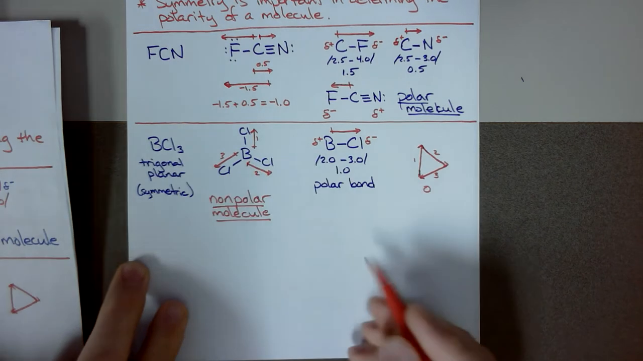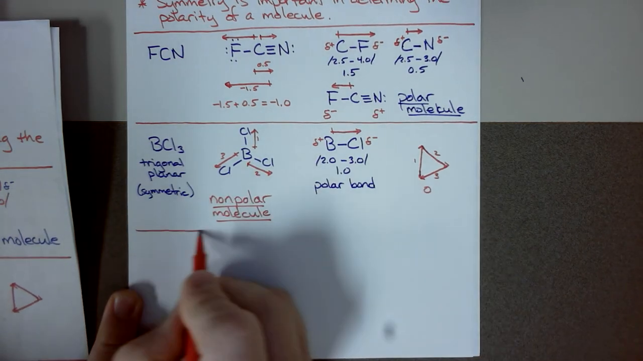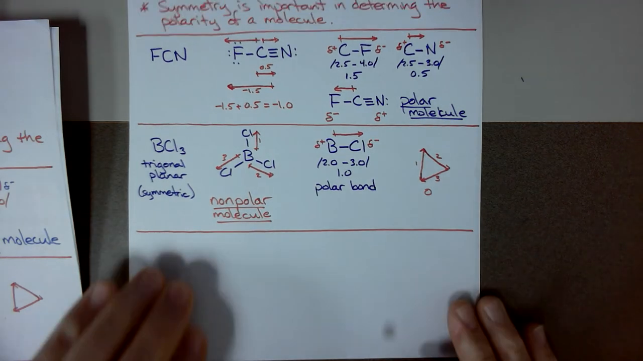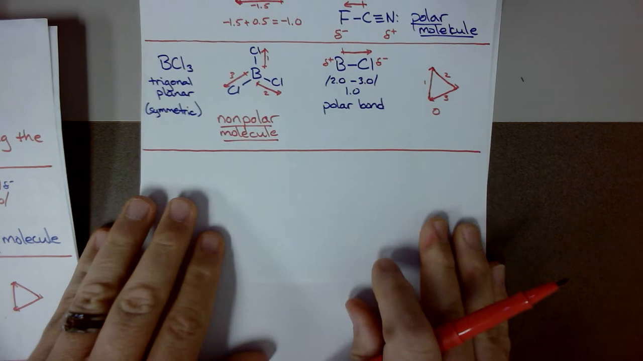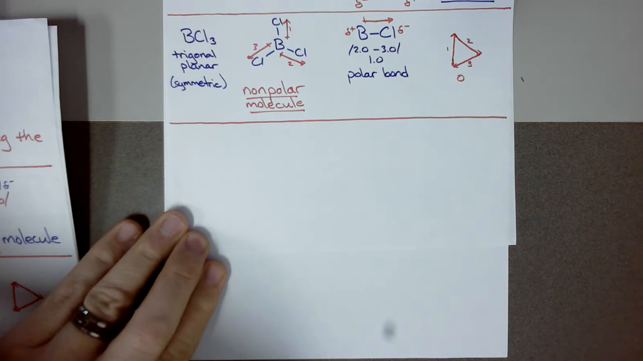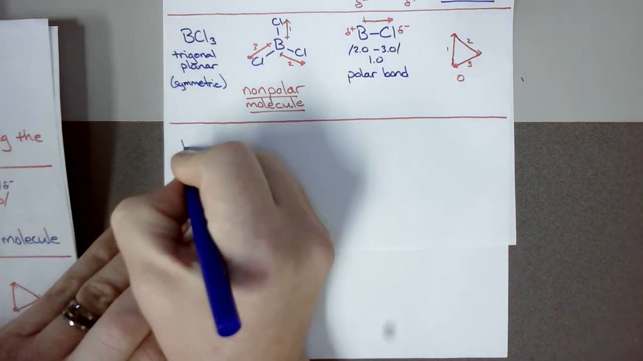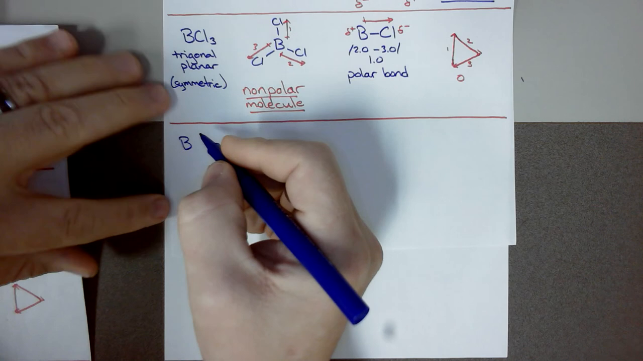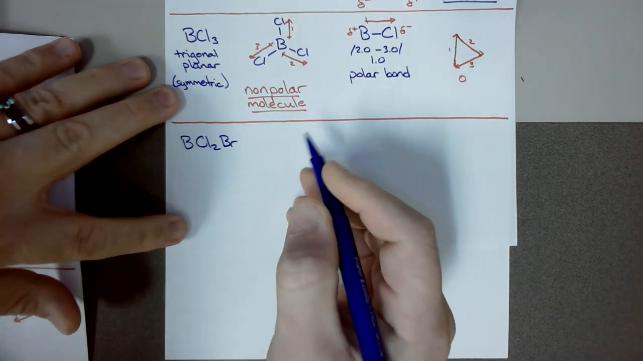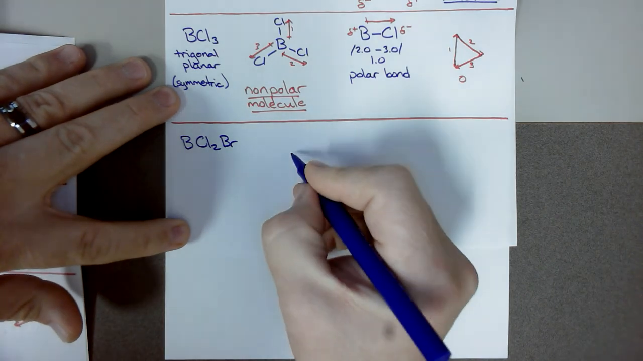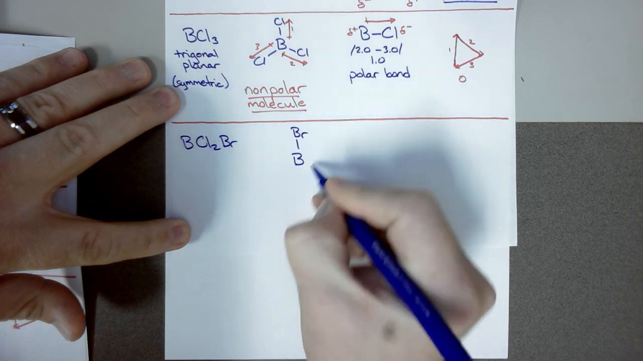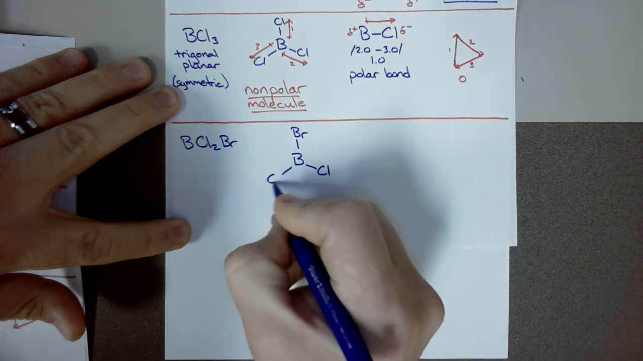Let's do one more here, and then we're going to draw a decision chart on how to decide if something's polar or nonpolar. Okay. In this case, the molecule is going to be a boron with 2 chlorines and a bromine. When I draw this, we'll have a boron, and I'm going to draw the bromine on top, a chlorine here, and a chlorine here.